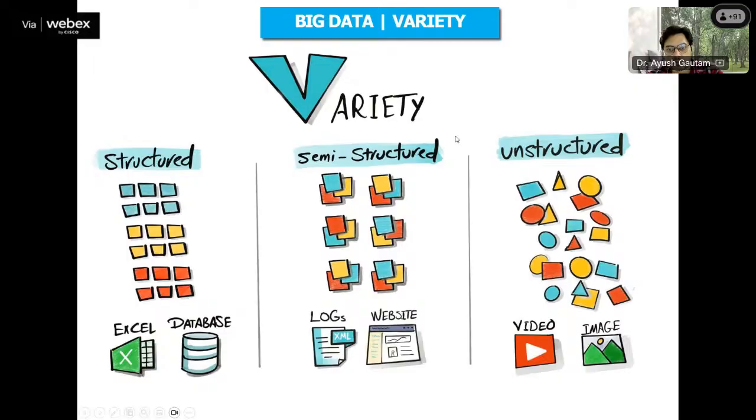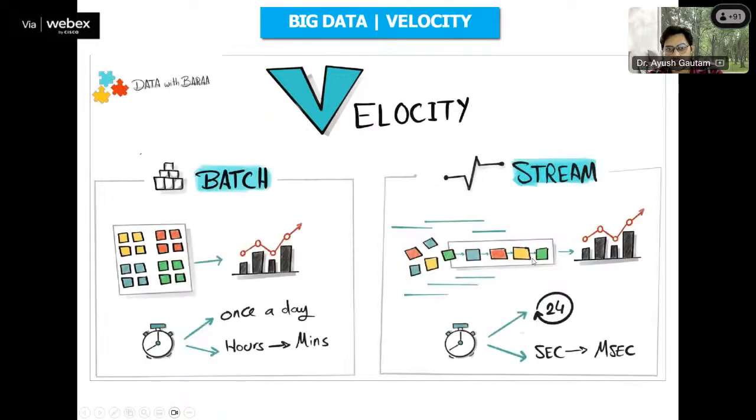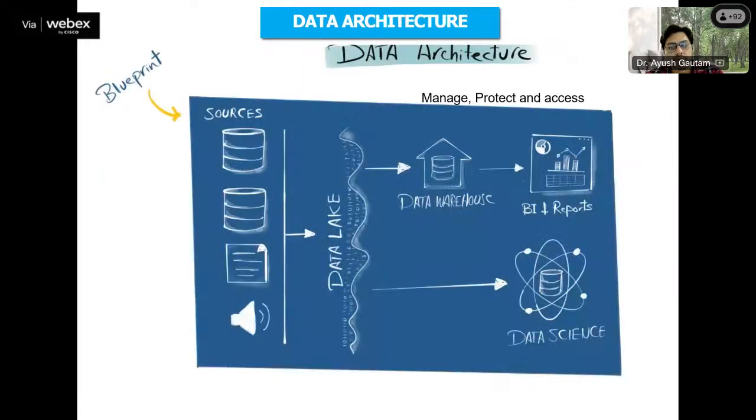Then comes the volume. Volume means the size of the data: megabyte, gigabyte, petabyte. And then comes the velocity of the data. Someone already very clearly defined what the velocity of the data is. Velocity of the data means the frequency of the data, how frequently the data is updating itself. So this is called big data, which we already discussed.